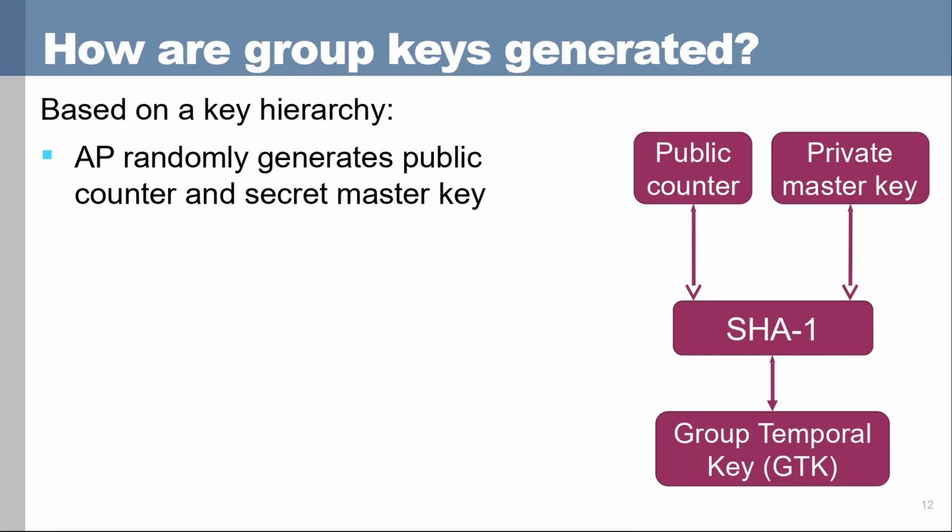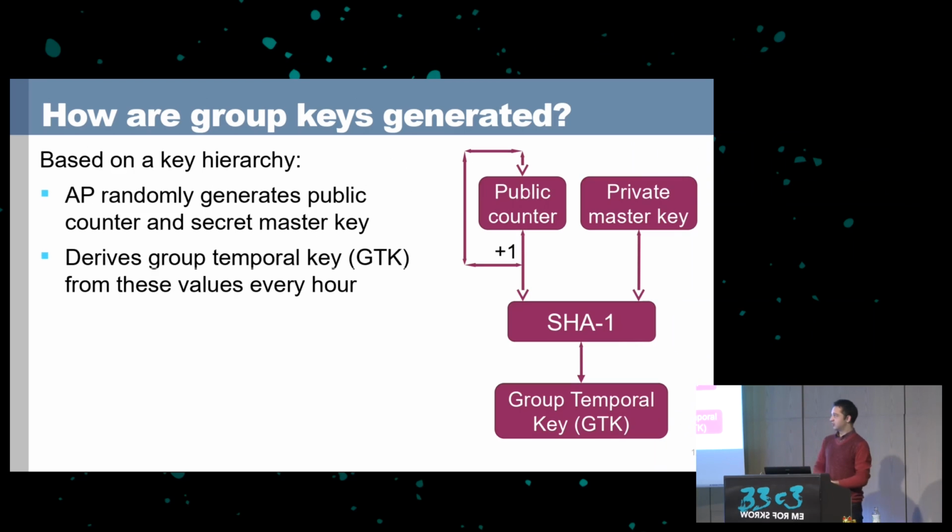Once you have generated these two fields, we simply take a hash of both of them, and the output of that hash is the current group key. The current group key is also called the group temporal key. The reason they call it temporal is because you can refresh it every hour, every day, or every 10 minutes. That's also the advantage of this construction, because generating a new group key is very simple. You simply increase the public counter by 1, recalculate the hash value, and you get a new group key.